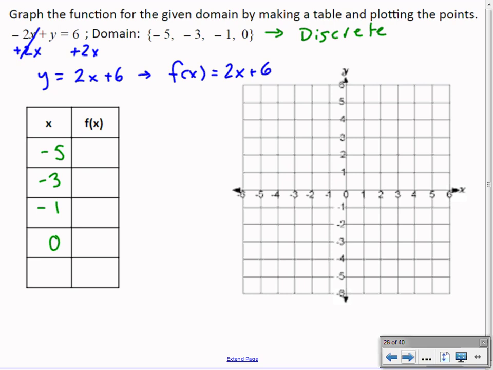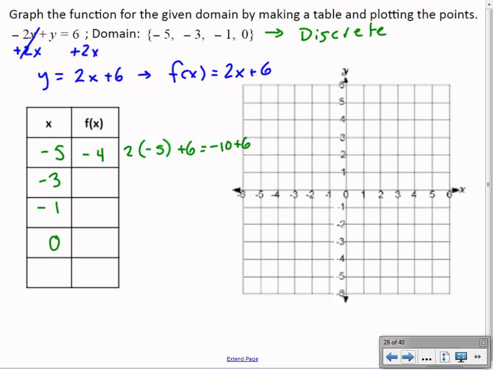So now I'm set up and ready to go. I'm ready to take these x values and substitute them in and evaluate the function at those points. Okay, so let's plug in -5. So we have 2 times -5 plus 6, which will give us -10 plus 6, which is -4.